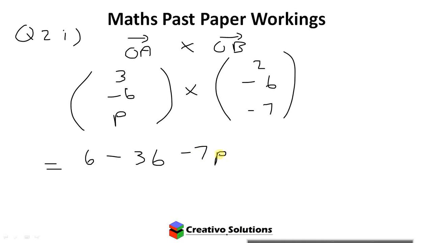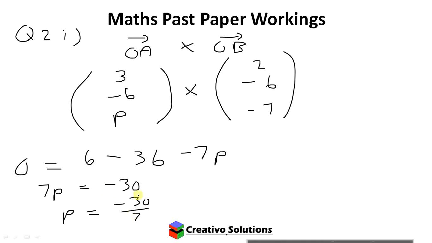What did they say this was equal to? Equal to 0 because it's perpendicular. See there? It's in your notes, equal to 0. Right, solve for P. 7P equals 6 minus 36, which is minus 30. P equals minus 30 over 7. Did they simplify it any further? Yeah, it looks like they did.